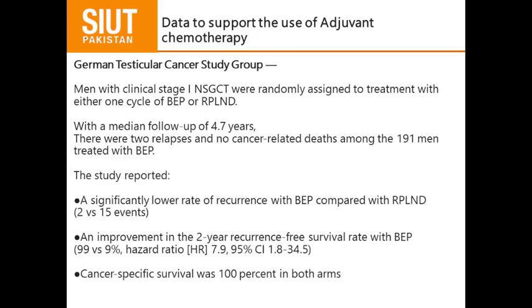So there were only 2 relapses and no cancer-related death among 191 men treated with BEP. The study reported a significantly lower rate of recurrence with BEP compared with RP-LND, 2 versus 15 events. An improvement in 2-year recurrence-free survival rate with BEP, and cancer-specific survival was 100% in both arms.